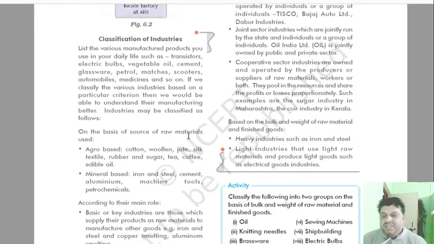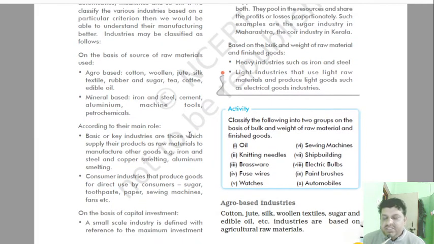Now the classification of industry. List the various manufacturing industries used in your daily life. So industry may be classified on various bases, and on the basis of source of raw material used, it may be agro-based industry and mineral-based industry. The source of raw material used will determine it, whether it is agro-based, like cotton industry, woolen industry, jute industry, silk industry, textile, rubber, and sugar, and tea and coffee, edible oil. All these are agro-based industries. Mineral-based industries are iron and steel industry, cement industry, aluminum industry, machine industry, tools, petrochemicals.